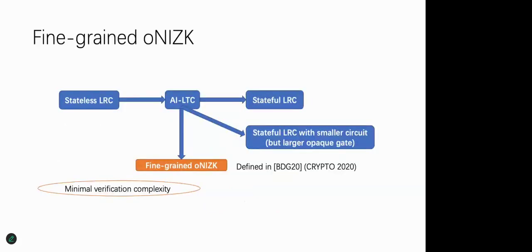We additionally show that our AIOTC can be converted into a fine-grained NISC with offline simulation defined by Bo and others. Compared with the existing fine-grained NISCs, our assumption remains the same, but our verification complexity is minimal.